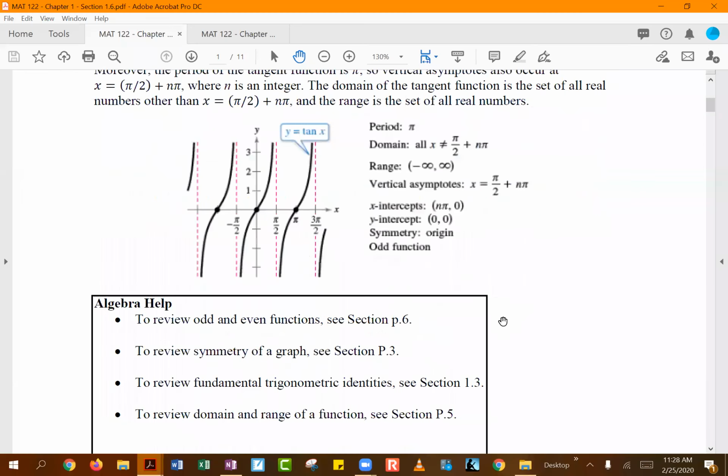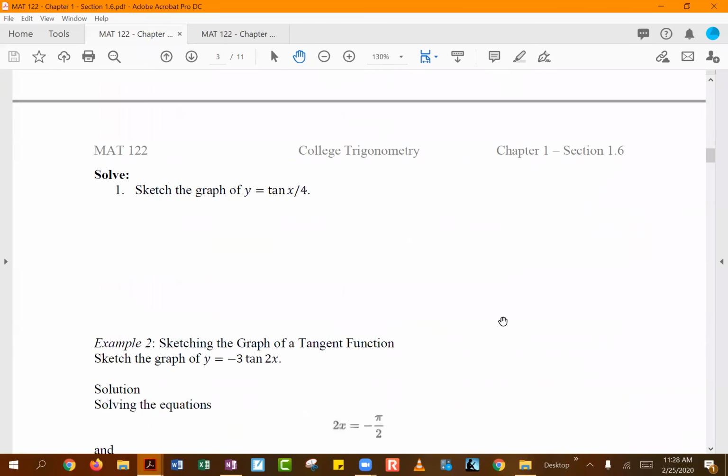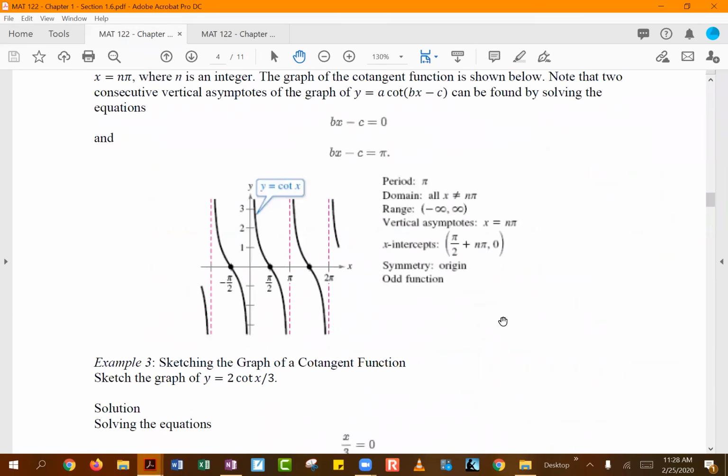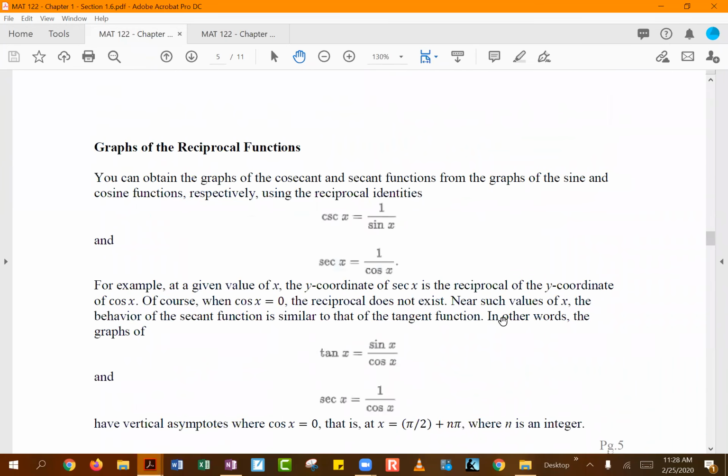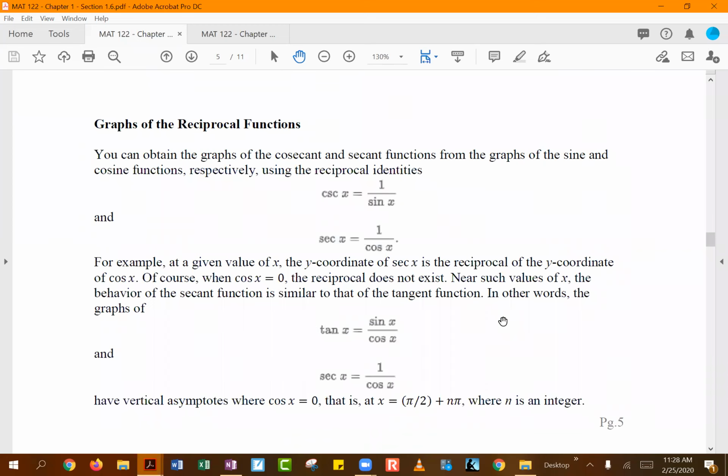All right, so we had just looked at graphs of the tangent and cotangent functions, I believe is where we stopped. All right, so now let's get into graphs of the reciprocal functions.